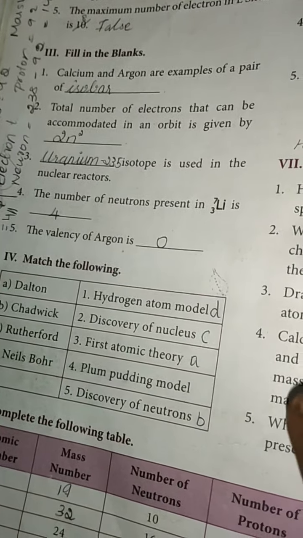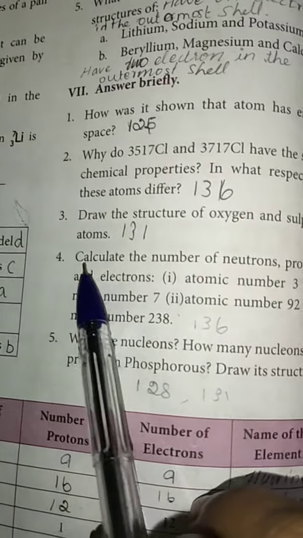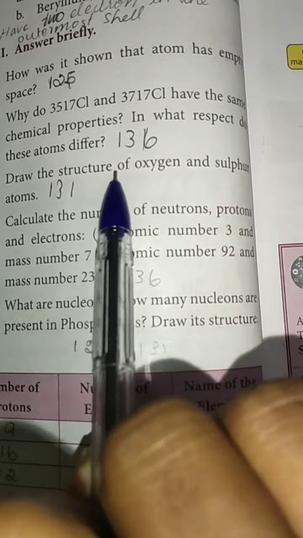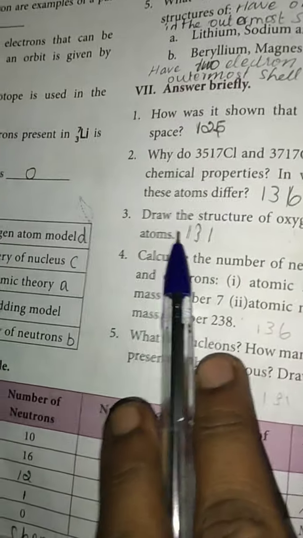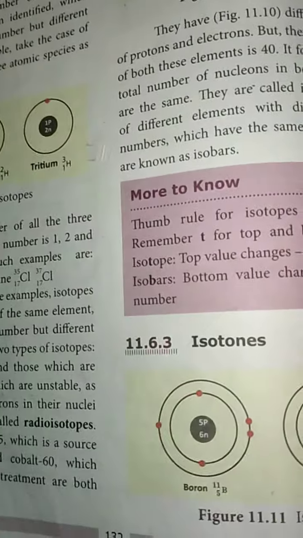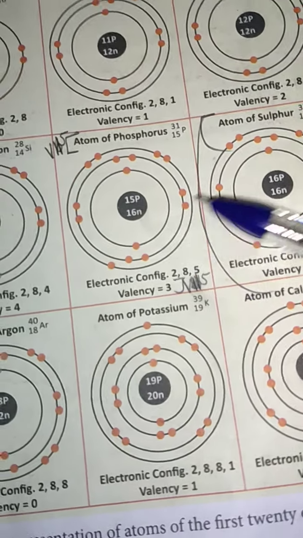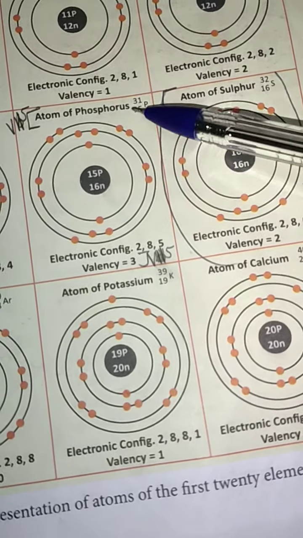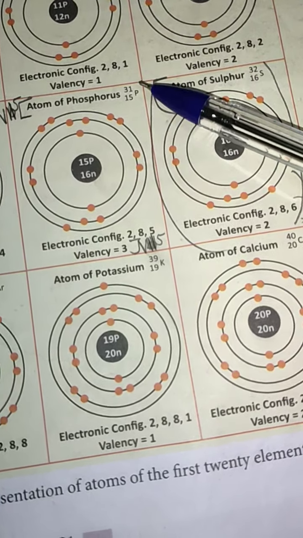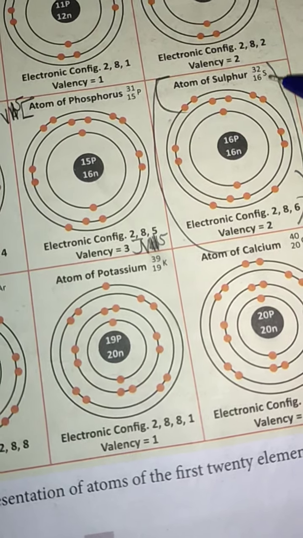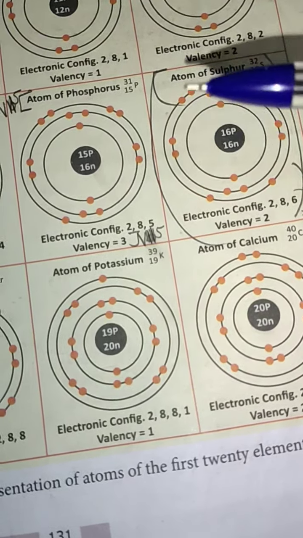Students, see Roman number 7. Here a question is there. Do this as homework. Question number 4 is homework. Third one, draw the structure of an oxygen atom and a sulfur atom. Here, atom of phosphorus and atom of sulfur. Draw this, and study its atomic number and mass number, because they are not given in the book. So you have to learn the phosphorus and sulfur atomic numbers and mass numbers, and draw this diagram. It's a very important question. I hope you all learned this question.